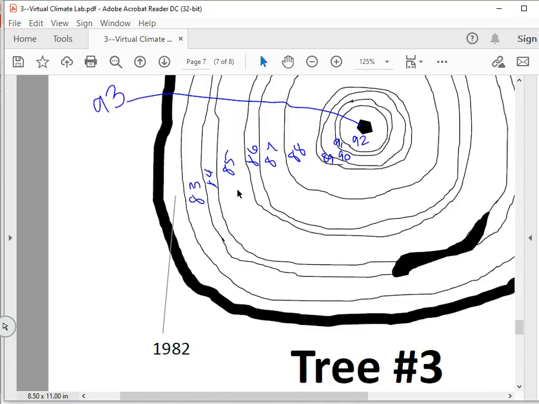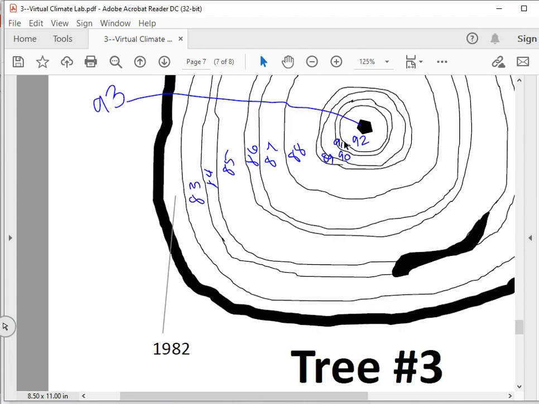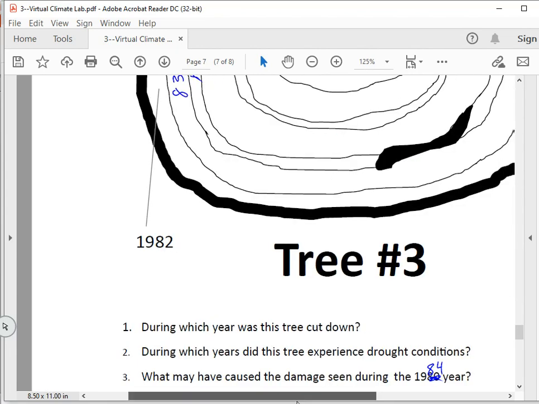So during what year is this tree cut down? If you say 92, 93, that's fine. Either one's good. During which years did the tree experience drought conditions? So I guess I would say between 89 and 91. 89 and 91, those years are drought condition years, it seems like.